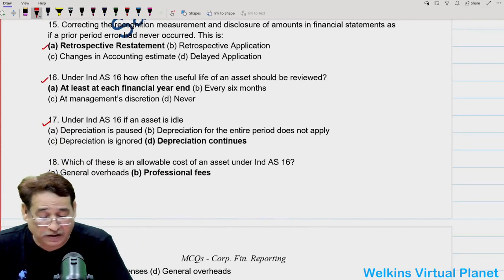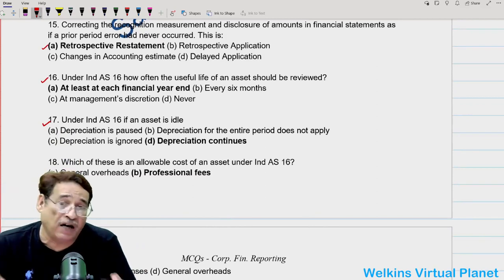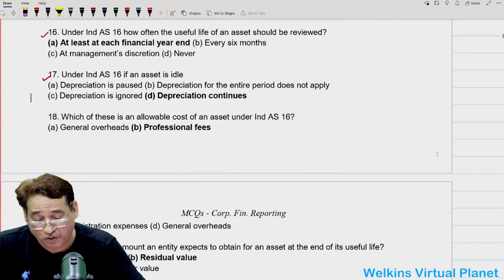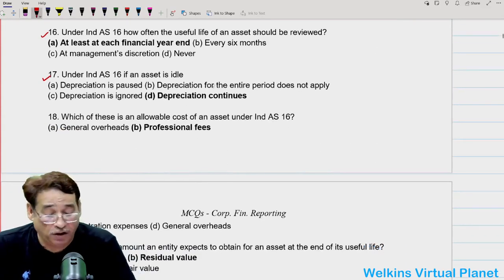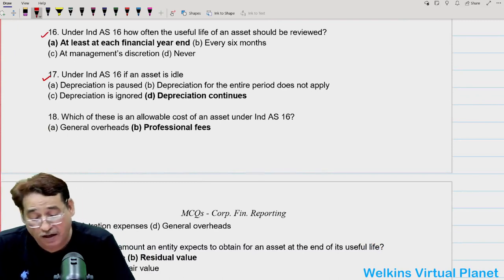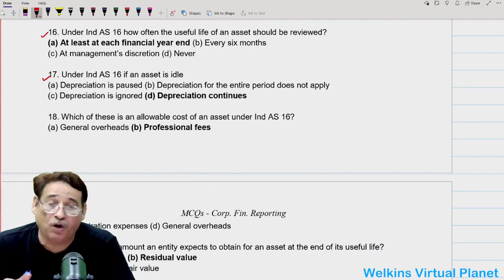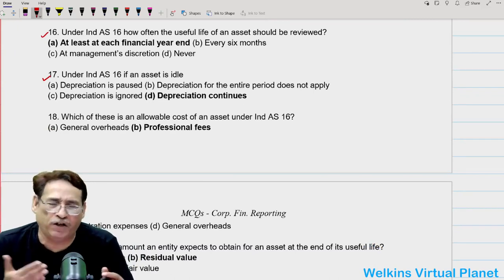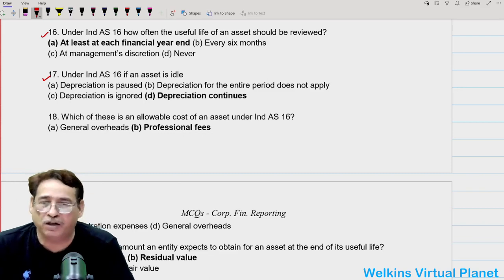Under Ind AS 16, if an asset is idle, the question is asking you, should depreciation be paused? Or does depreciation for the entire period not apply? Is depreciation ignored? Or should we continue depreciating the asset? Obviously, once you have acquired an asset, whether you are using it or not, it is losing its value.